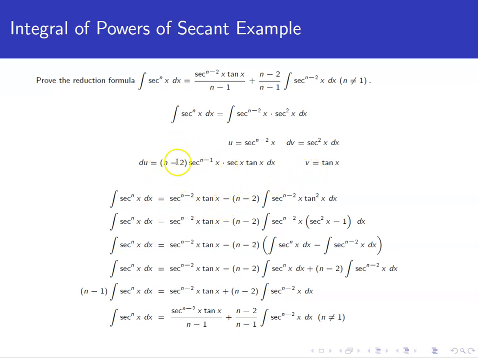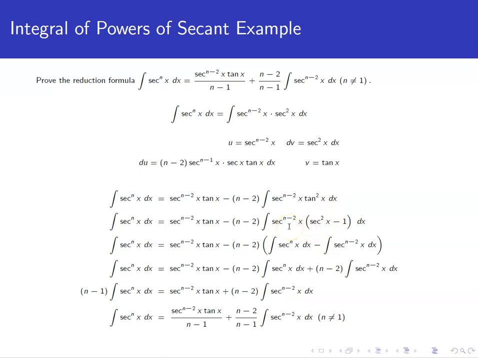V du has a constant of n minus 2 out in front. Pull it out in front. We're left with secant to the n minus 2 tangent squared x dx, and the tangent squared comes from the fact that we've got a tangent x in du and a tangent x in v. We're going to rewrite everything in terms of secant. Remember, trig identity here, tangent squared is the same thing as secant squared minus 1, so we'll replace tangent squared with that.